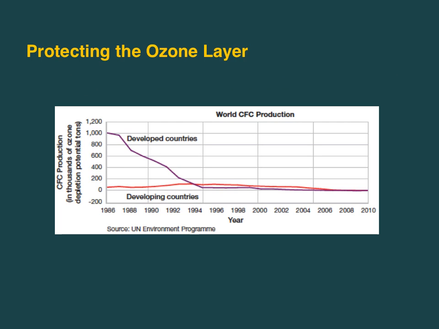What we've noticed, a big part, is the amount of CFCs from developed countries like us has dramatically decreased from the mid-80s to mid-90s. And now we're producing at about the same level as developing countries, which is pretty good. A lot less than it used to be. And that is what is messing up the ozone layer and everything that's going on there.